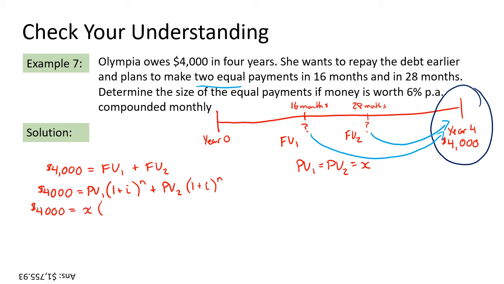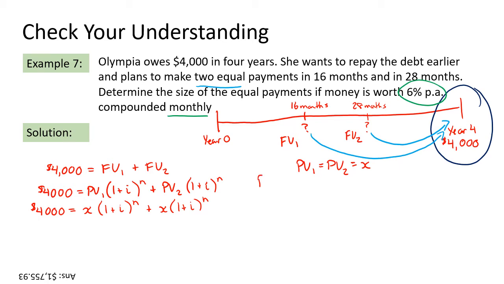whatever her payment is, times 1 plus the periodic interest rate to the n, plus x times 1 plus the periodic interest rate to the n. The only difference between these will be the number of compounding periods per year. So again, in the question, like I've said, we're given that it's 6% per annum and compounded monthly, and it's only provided once. It doesn't change. So that means that our number of compounding periods per year and our periodic interest rate will be the same for both of our payments, right?